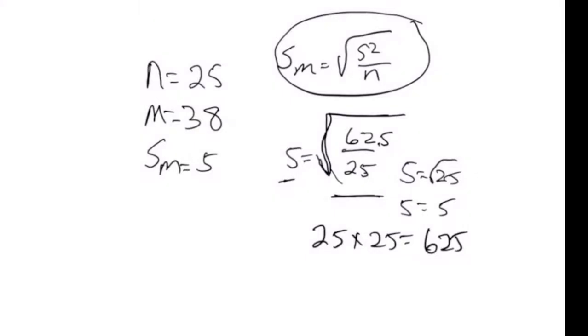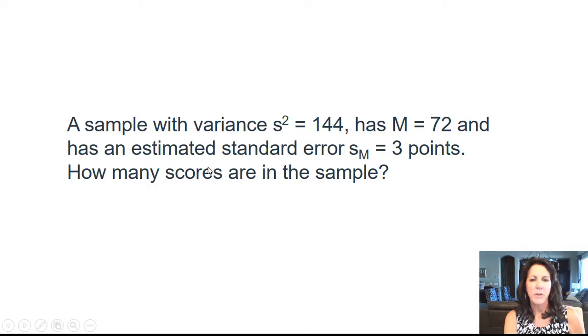So our question was, what is the variance? And the answer is the variance is 625. I know that's kind of tough. Let's try another one. A sample with a variance of 144 has a mean of 72 and an estimated standard error of 3 points. How many scores are in the sample?